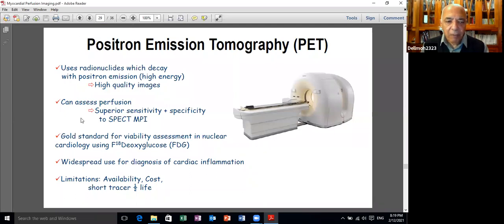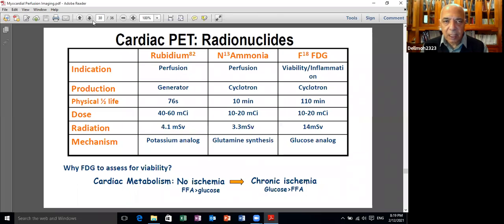Now, the problem, of course, is the cost, and the other thing is the tracers that are used for PET imaging. They have a short half-life, some of them just a few seconds, so you cannot use an exercise test for them. So it's only used with pharmacological testing. And here is a table which compares the common tracers used for PET imaging.